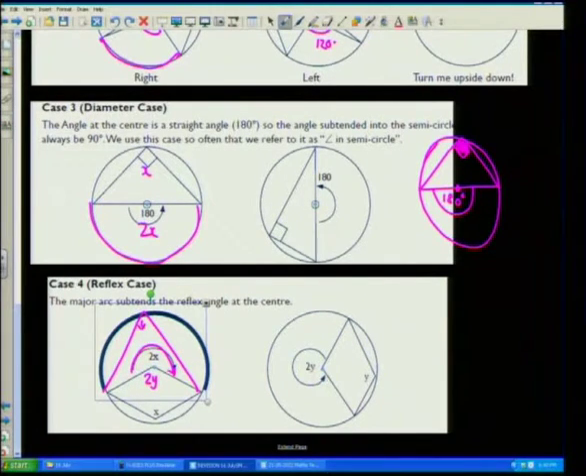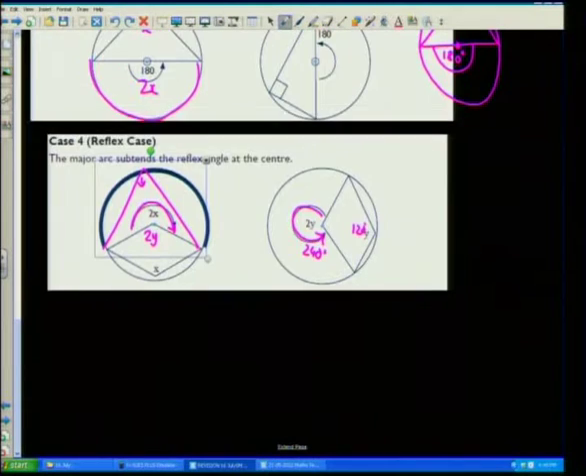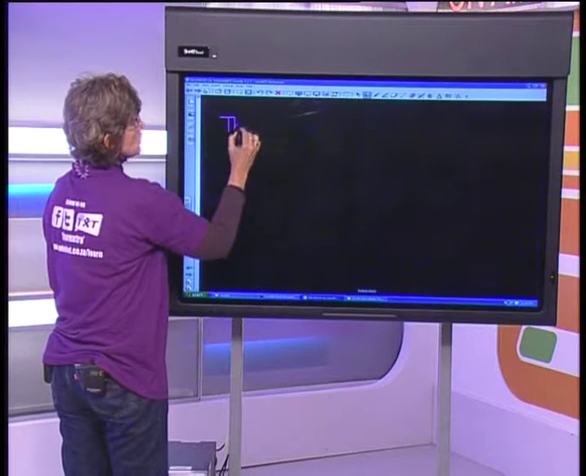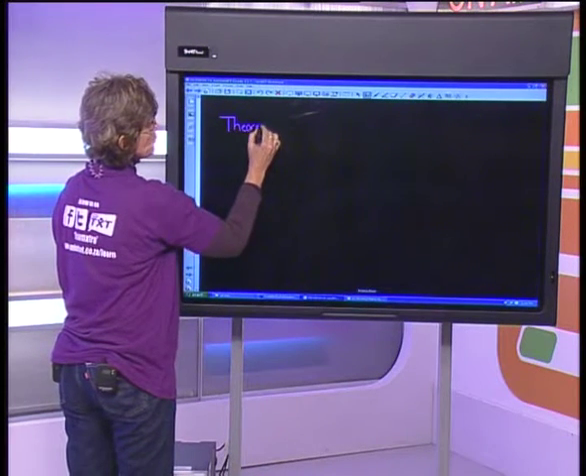But this reflex angle is going to be double that one down at the bottom. So if that's a 2y, so let's say that this is 240, then this one here would automatically be 120. And how do we actually substantiate it? We always just say angle at center twice angle at circumference. Okay, moving on to the next actual theorem, which you don't have to know the proof for.